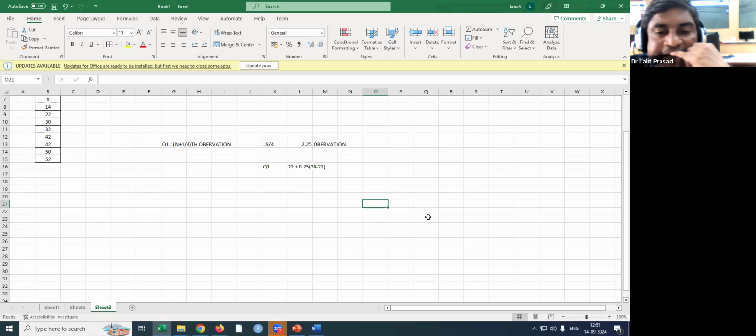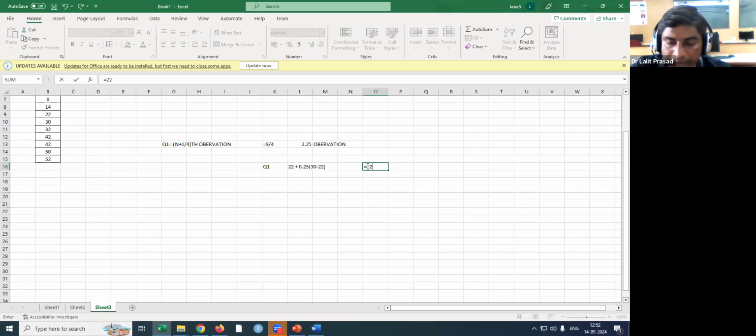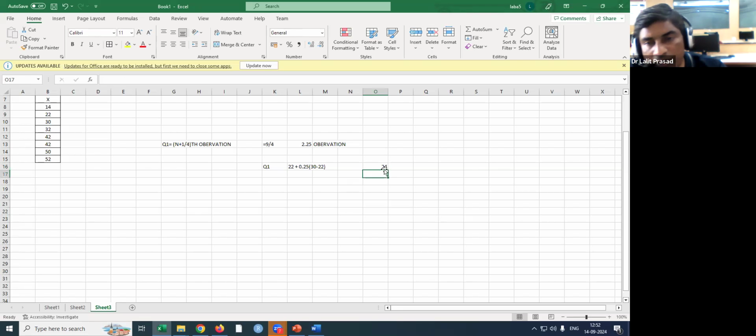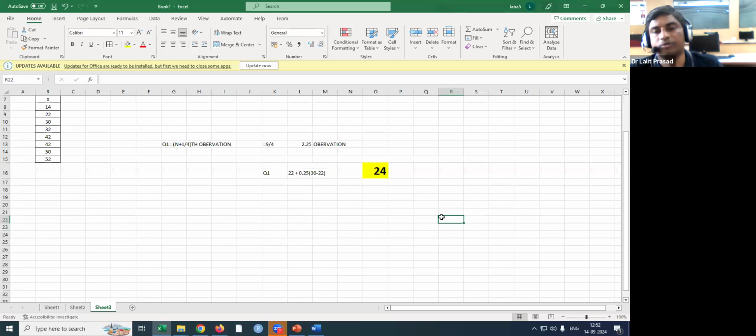So that is 30 minus 22, which is equal to 8. So that is equal to 22 plus 0.25 into 8, that is 30 minus 22 equals 8. So the Q1 value is equal to 24.